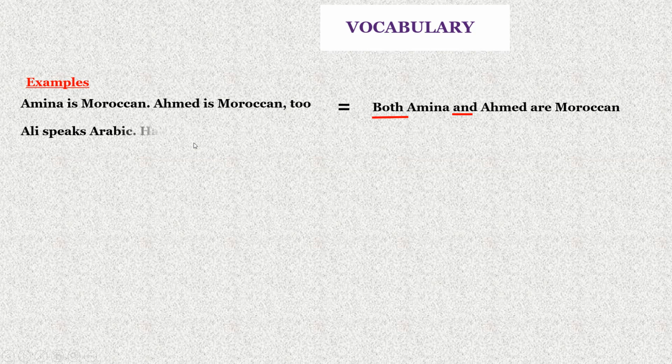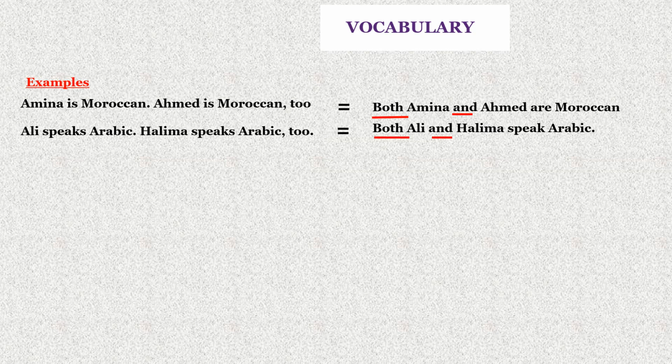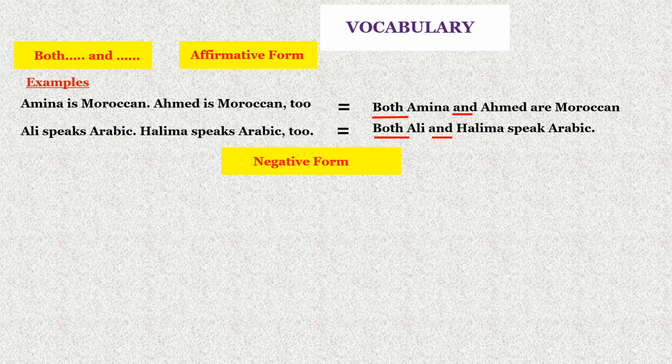Let's have a look at one more example. Ali speaks Arabic, Halima speaks Arabic too. Again, you see we have two sentences. Ali speaks Arabic, Halima speaks Arabic too. So, to join, again, both Ali and Halima speak Arabic. So to join we need both and. And if you look at the form, we have affirmative form. Now let's have a look when we have negative form.